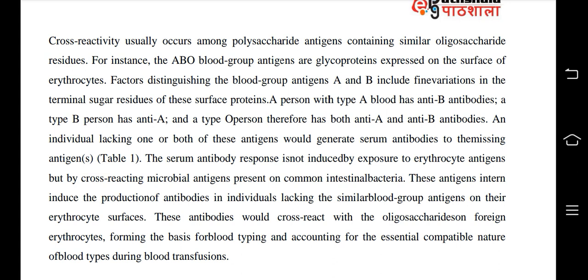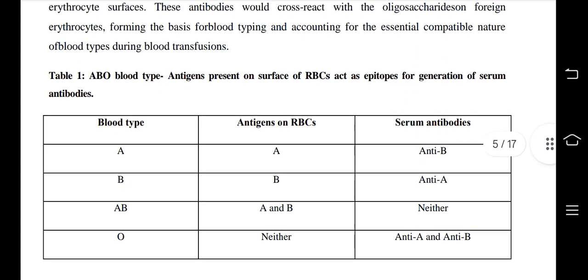The serum antibody response is not induced by exposure to erythrocyte antigens, but by cross-reacting microbial antigens present on common intestinal bacteria. These antigens in turn induce the production of antibodies in individuals lacking the similar blood group antigens on their erythrocyte surface. These antibodies would cross-react with the oligosaccharides on foreign erythrocytes, forming the basis for blood typing and accounting for the essential compatible nature of blood types during blood transfusions.